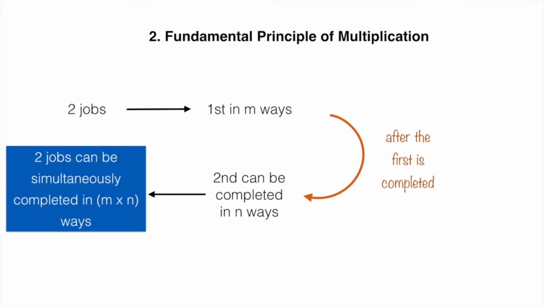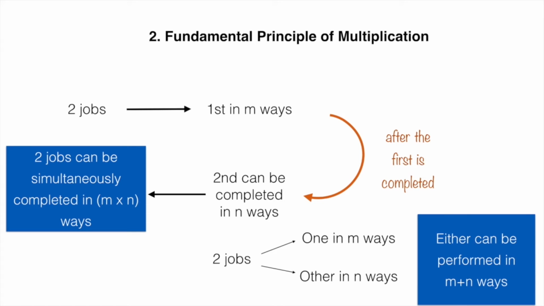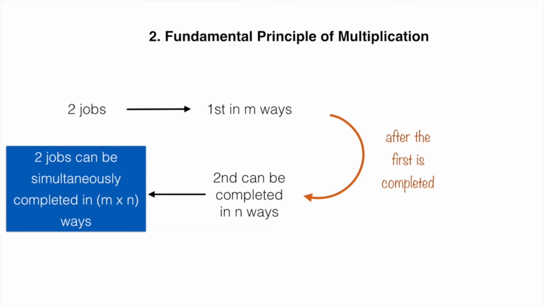The key difference lies with the fact that in the first case I had an either or option. I could choose between job 1 or job 2, while in the second case I have to perform job 1 and then job 2. This is the main difference and will form the basis of our calculations in the topics to come. Let's look at an example now.